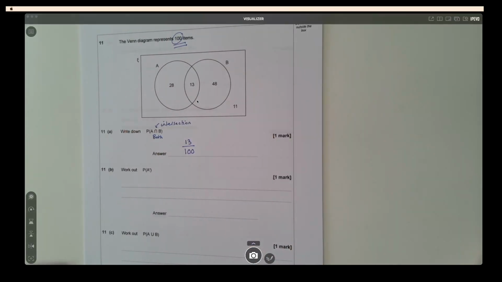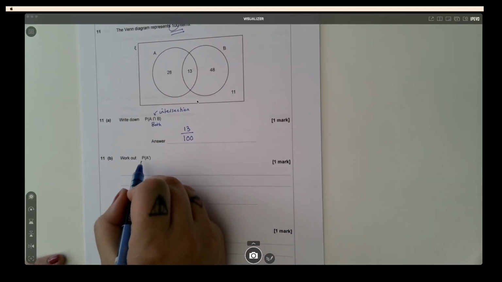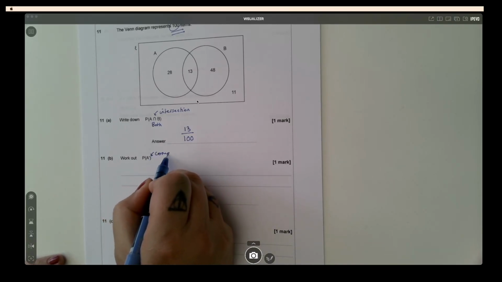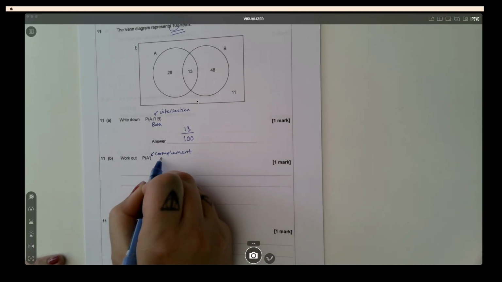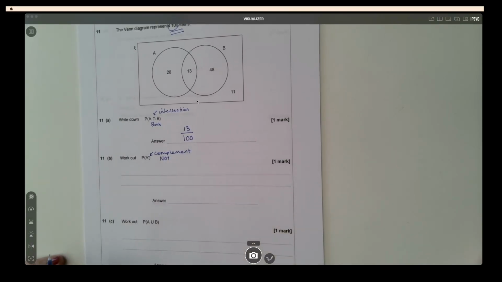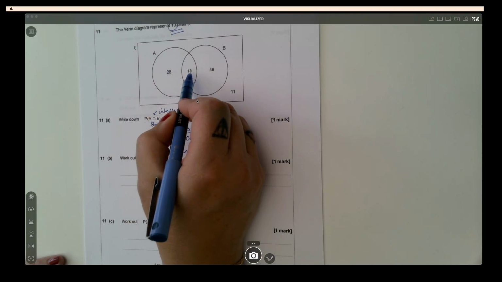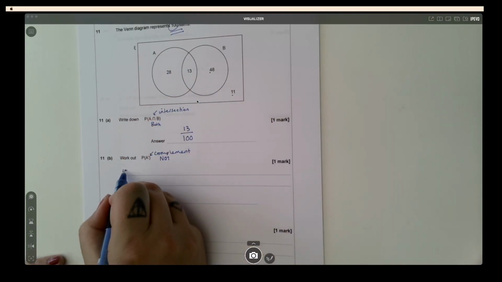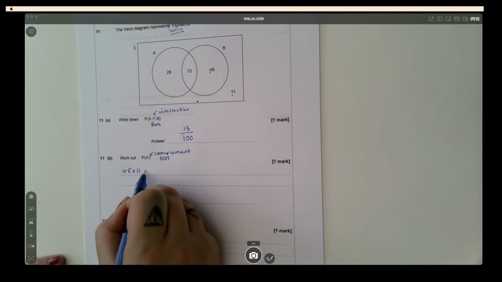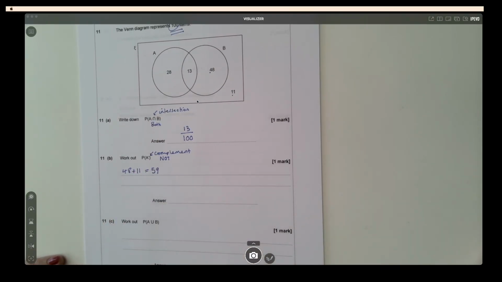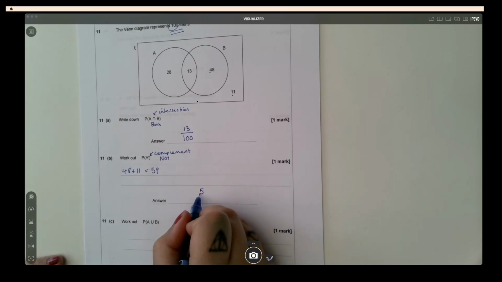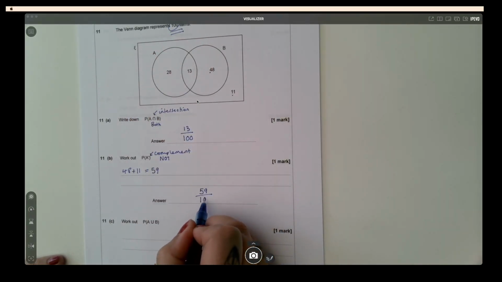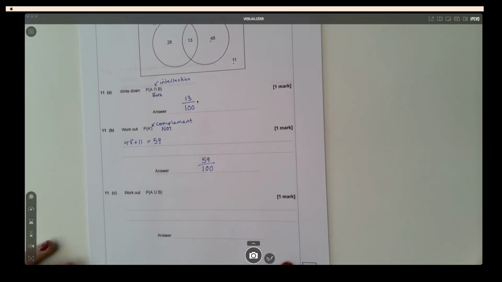Part B, work out the probability that it's not A. That little dash there is the complement, and it means not. So everything that's not A. So we can't have anything that's in the A circle, but we can have this 48 and this 11. So 48 plus 11 is 59. Again, that's our numerator out of a total of 100. So we pop 100 on the bottom of our fraction.